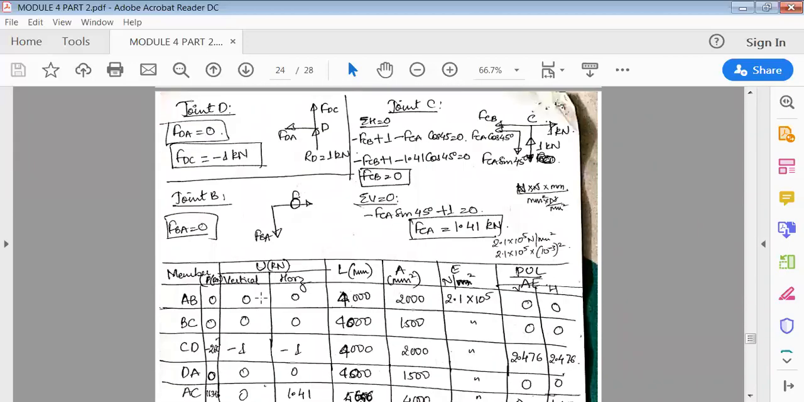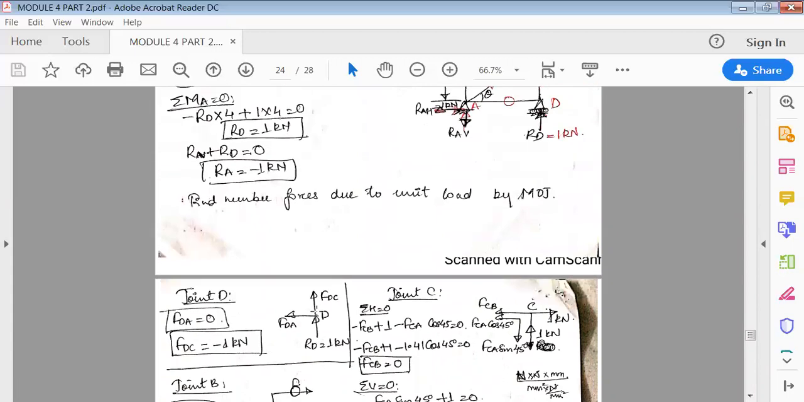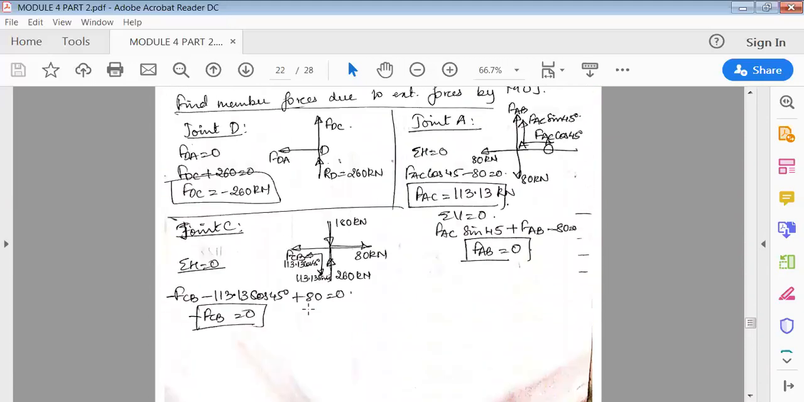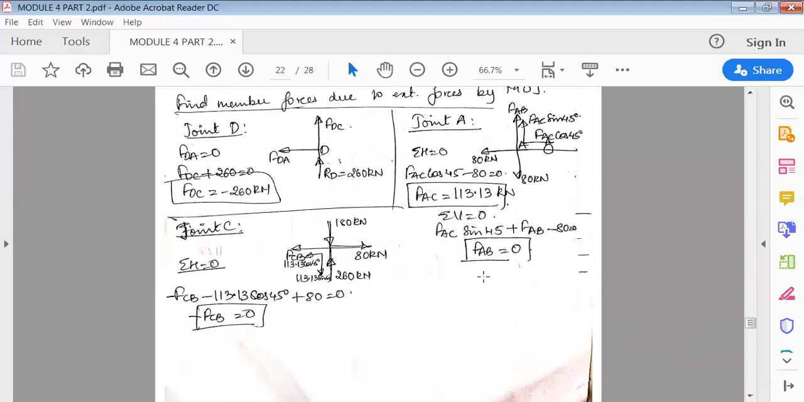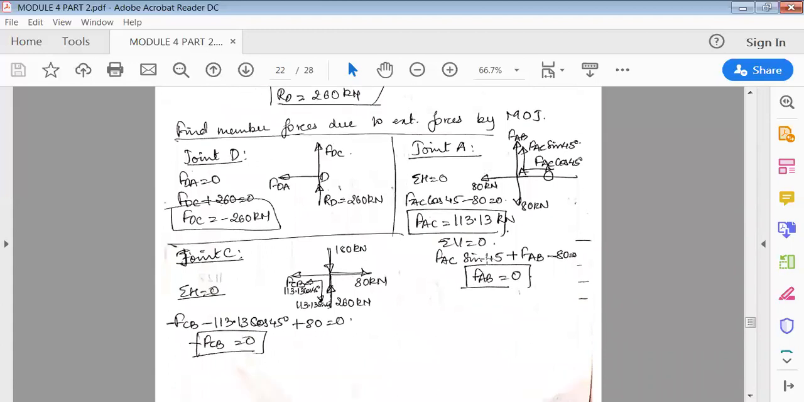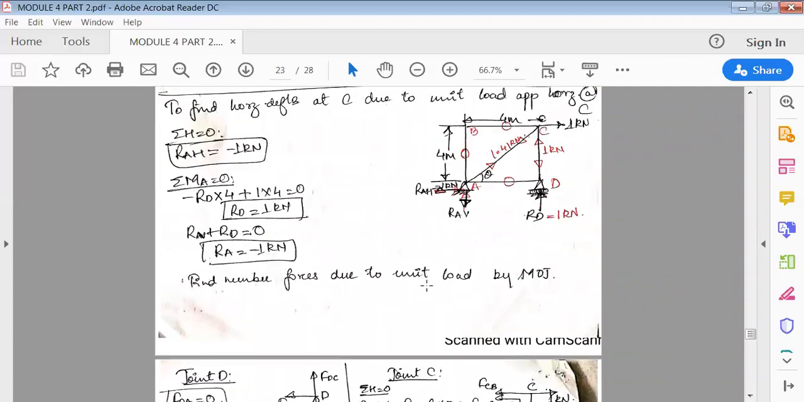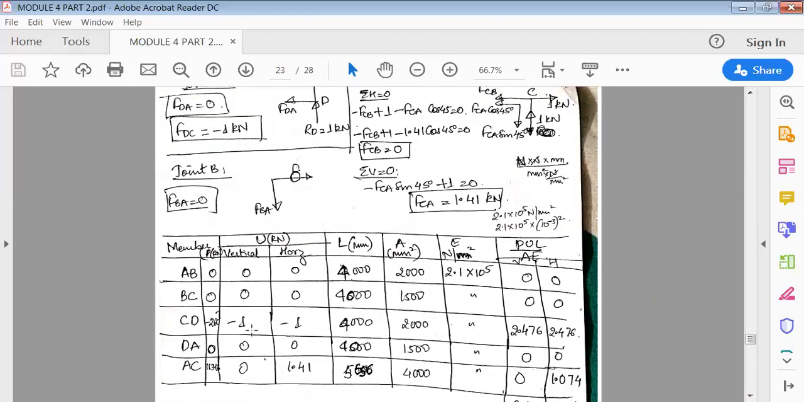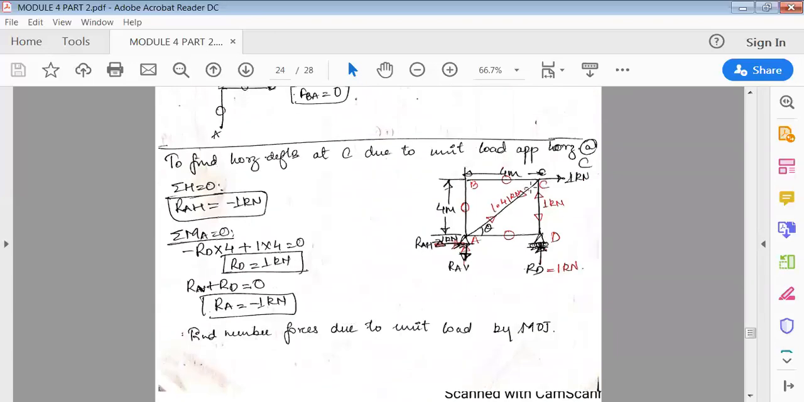Then vertical deflection. Vertical means the load in that particular member. In vertical load, in CD only 1 kilonewton is acting, so in CD there is only vertical deflection. Come back to vertical deflection. In CD only 1 kilonewton is acting, so mark the force here, minus 1. Rest all is 0. Similarly, horizontal. Come back to horizontal and check in this diagram.